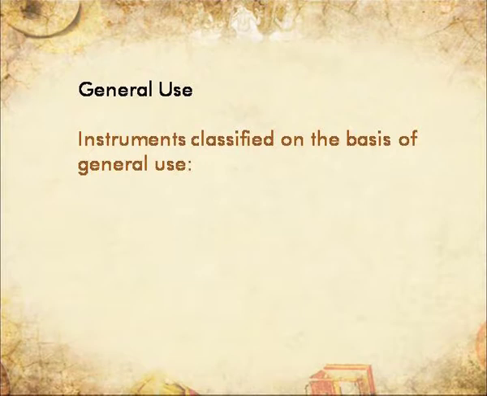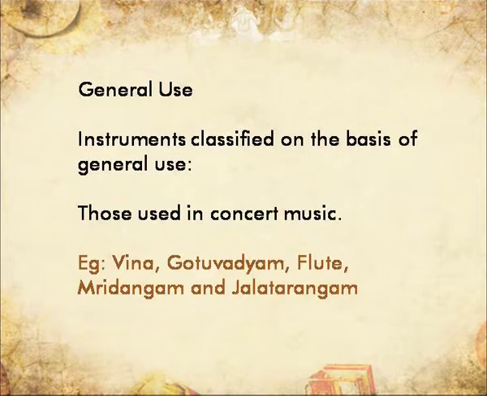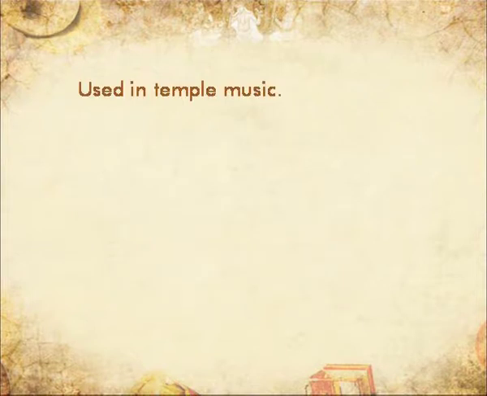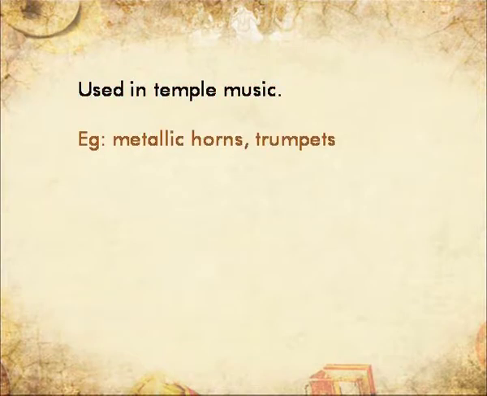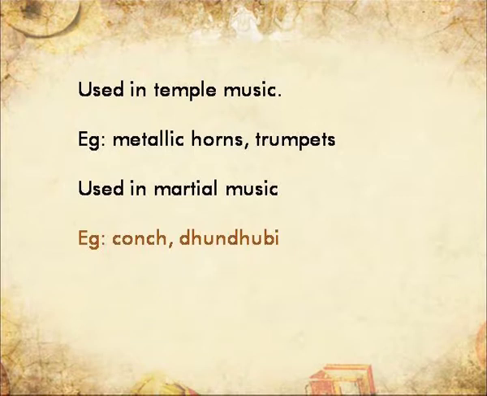General use. From the point of view of general use, musical instruments are classified into those used in concert music like the veena, gotuvadyam, flute, mridangam and jalatarangam. Those used in temple music like the metallic horns, trumpets, kudamura, etc. Those used in martial music like the conch and the dundubi.